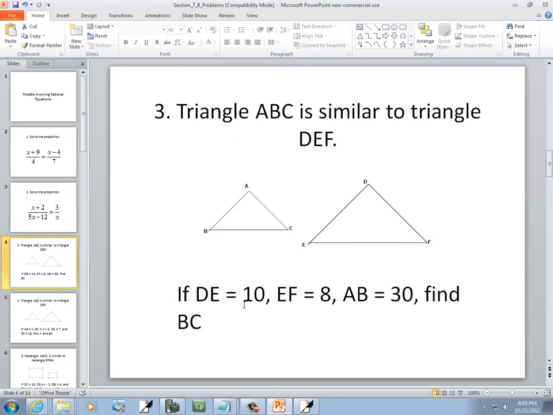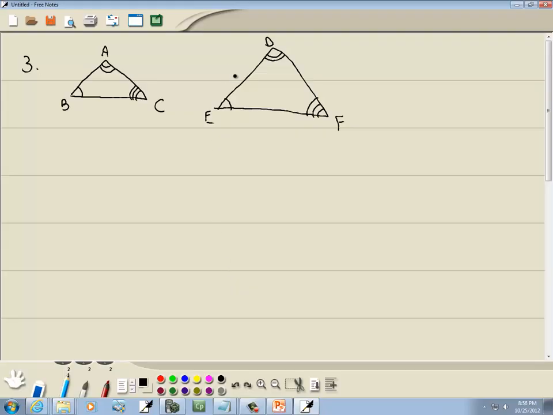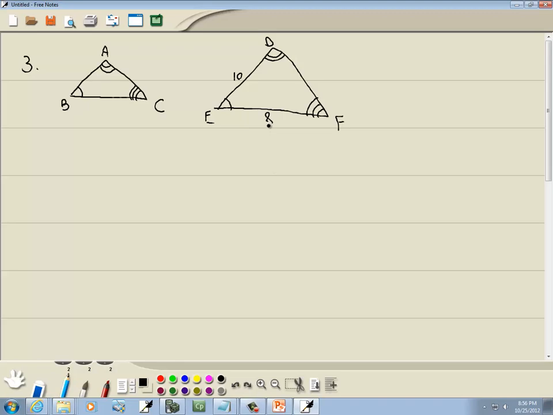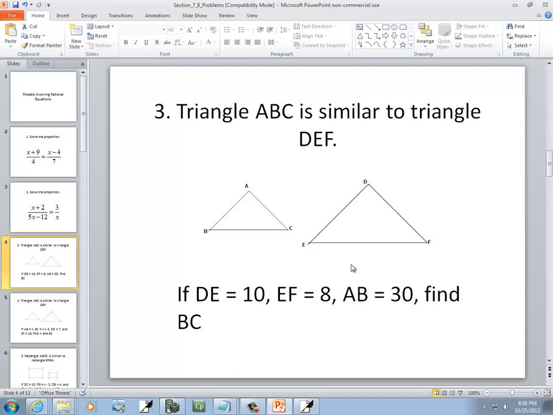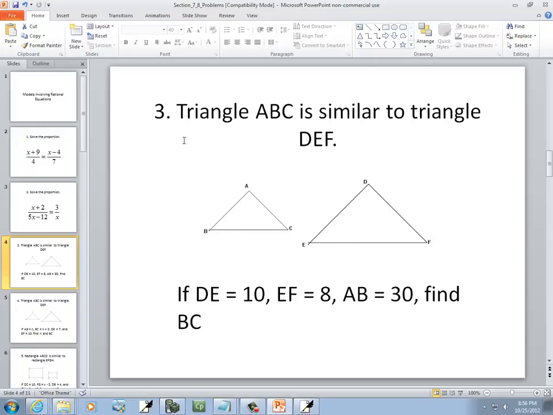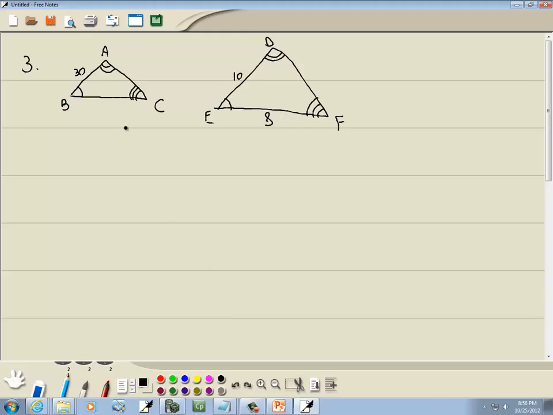Okay, it says DE is equal to 10, so this side is 10. EF is 8. Use your imagination, I know it looks longer. AB is equal to 30. That's 30 and this is 10. Again, use your imagination on this. Find BC. So we're trying to find this. Now, I was lucky to get numbers that actually worked out halfway decent on most of these.